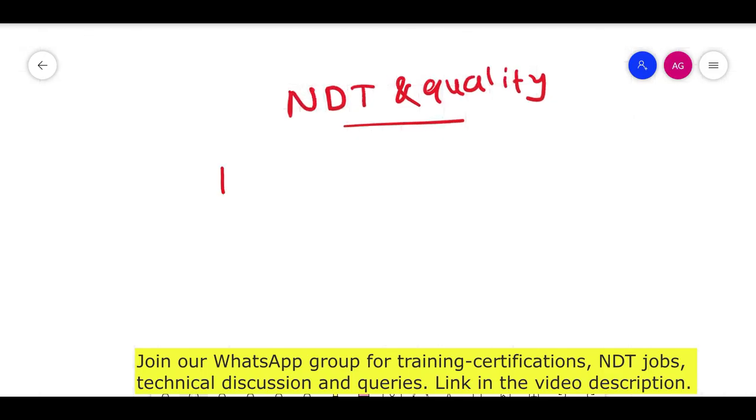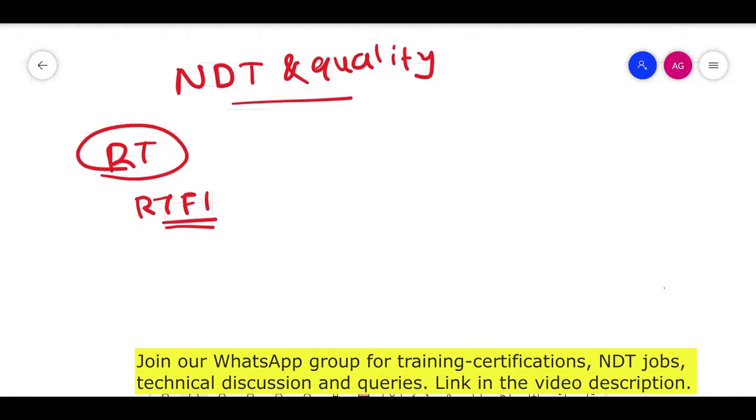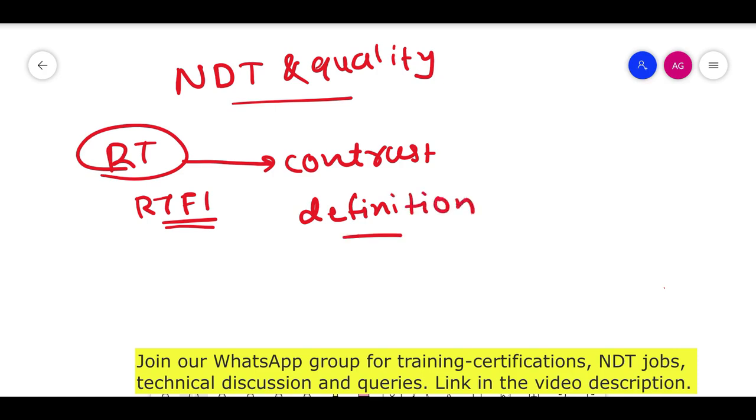So friends, in today's video, when you do film interpretation in radiography testing, that is, RTFI, you must have heard two words in the RT film: contrast and definition. So what is the difference between these two words? What is contrast in the field of radiography and what is definition? It is very important to understand the difference between these two.